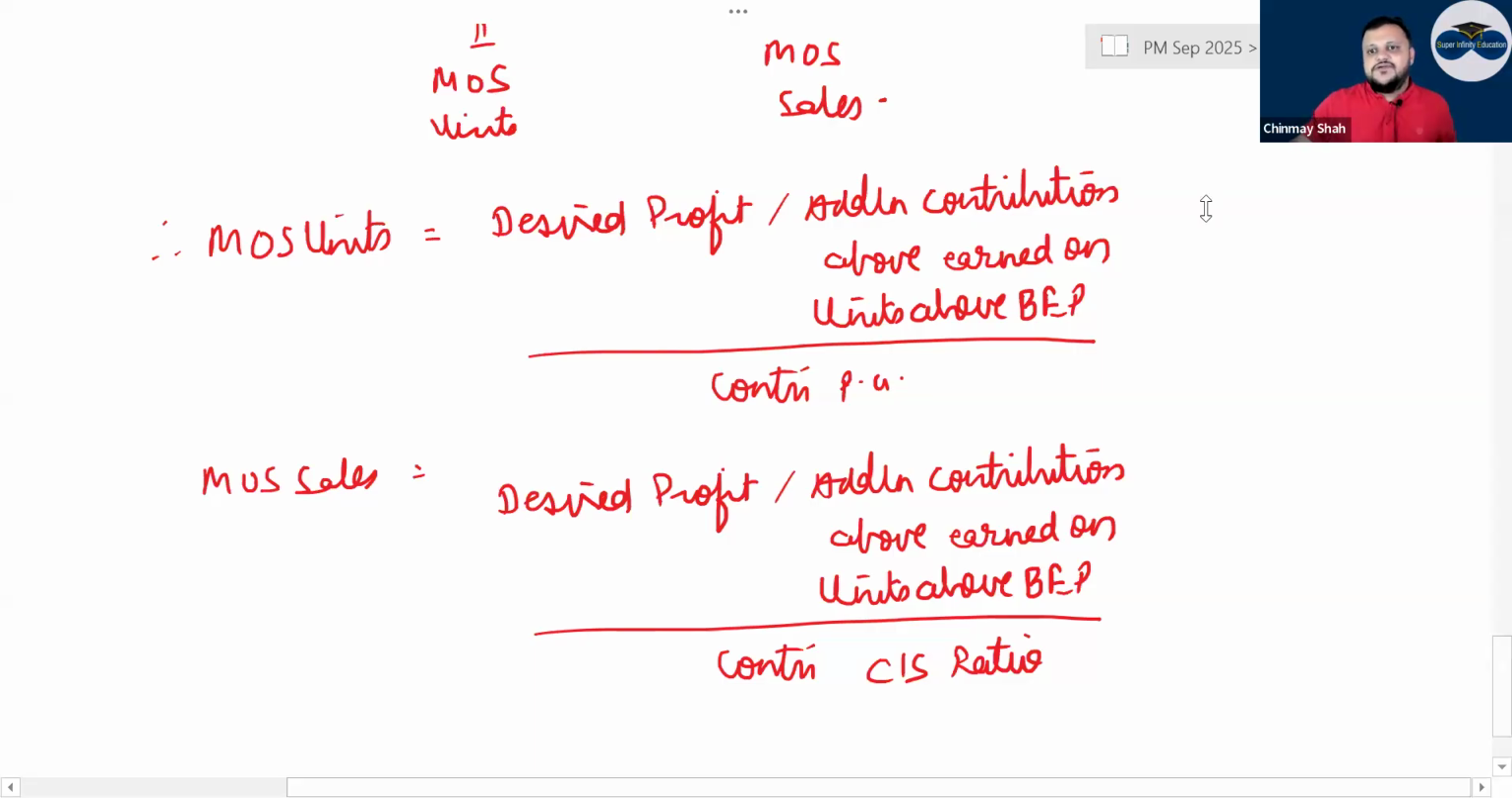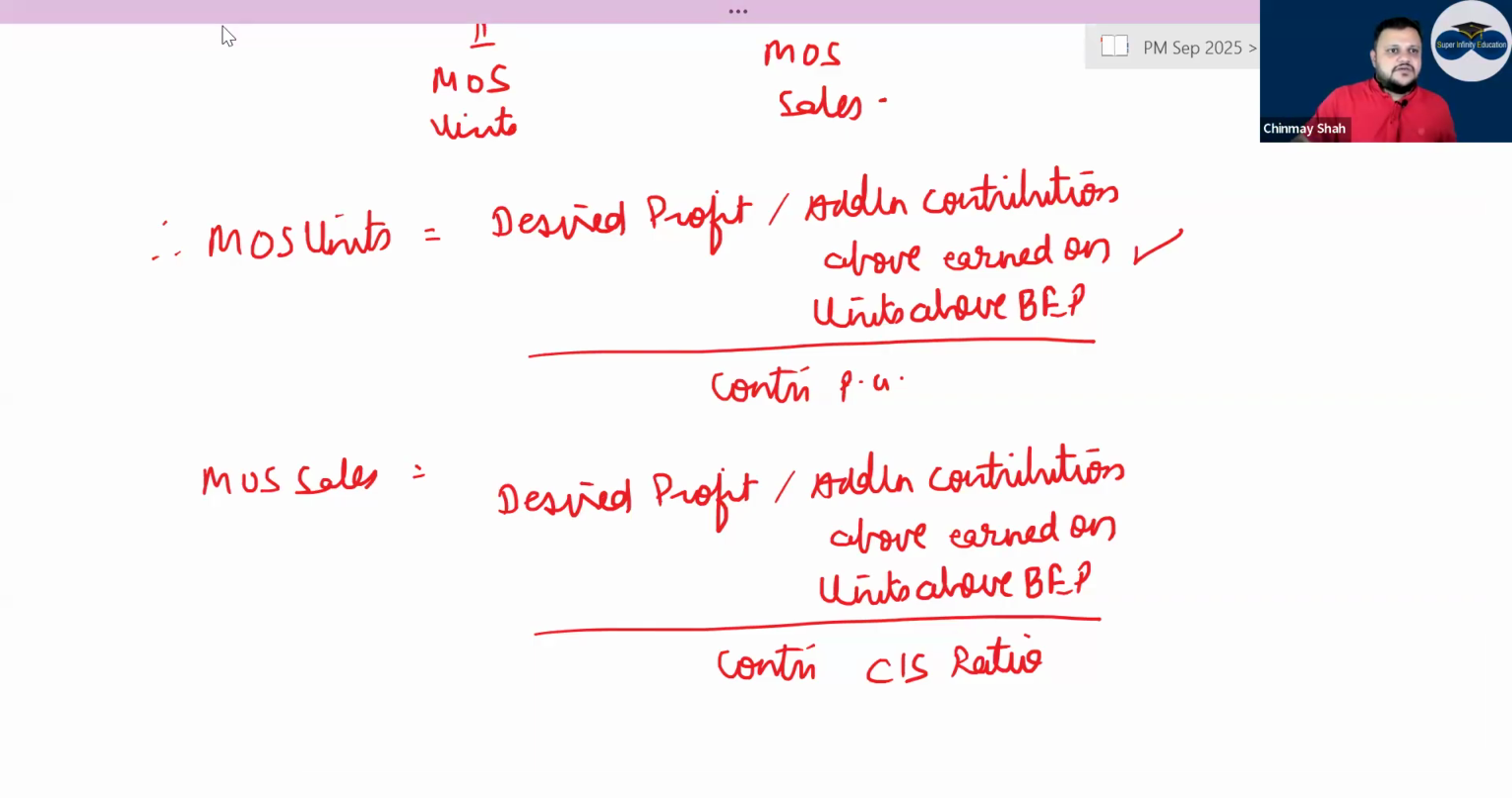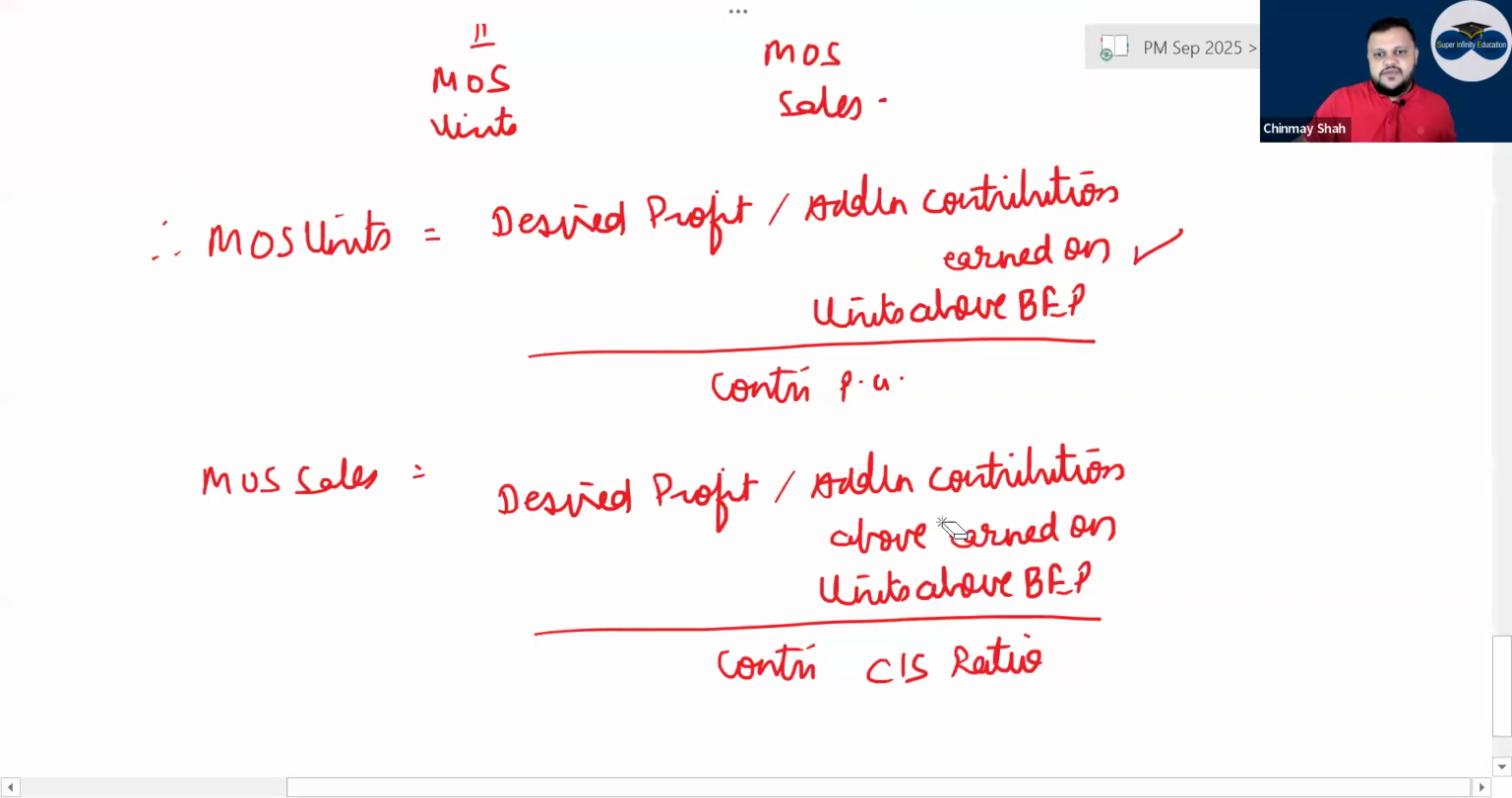See, this part of the formula you have not seen anywhere. Have you seen this part anywhere? Additional contribution, earned on units above BP. This you must not have seen in any book. Have you seen it in any book? Tell me. You will find it only here.